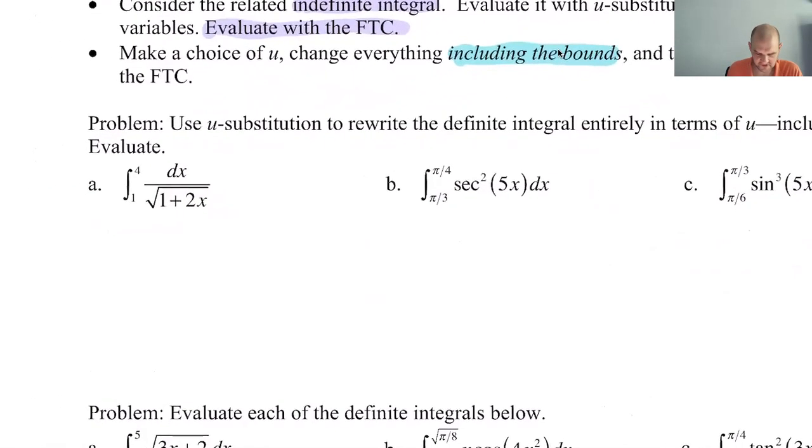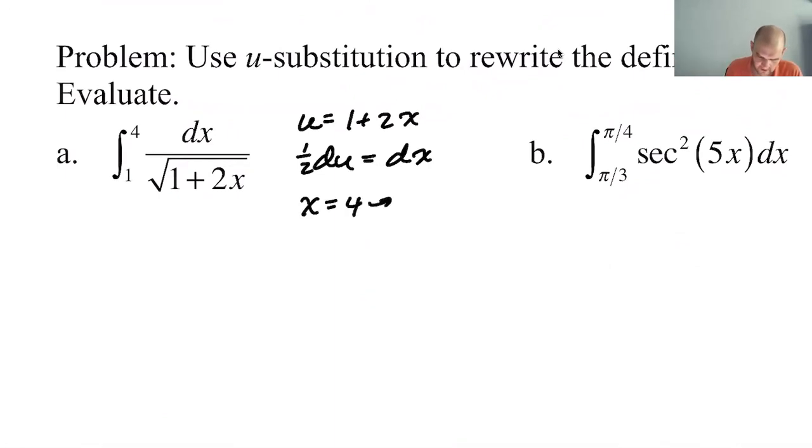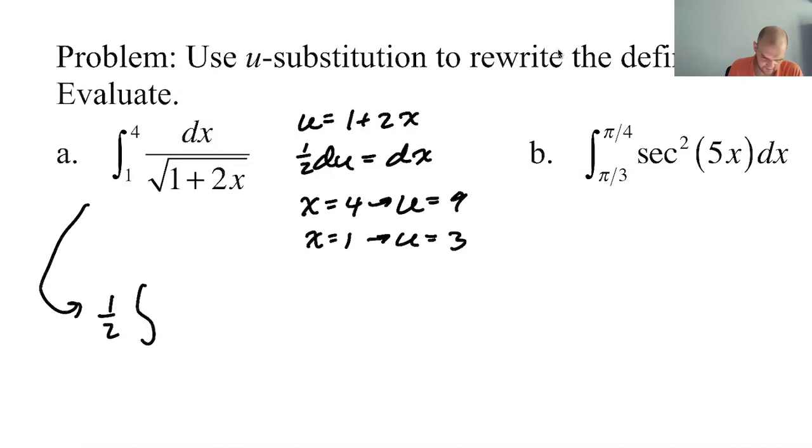Okay, so we're going to use U substitution. I'm going to say that U is equal to 1 plus 2x. Then 1/2 du is dx. All the rules apply as for indefinite integrals, but you also have to change the bounds. When x is equal to 4, U is equal to 1 plus 8, so 9. When x is equal to 1, U is equal to 1 plus 2, so 3. Then this becomes 1/2 the integral from 3 to 9 of 1 over U to the 1/2. Let's make it U to the negative 1/2 du.